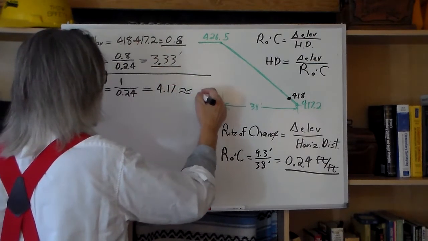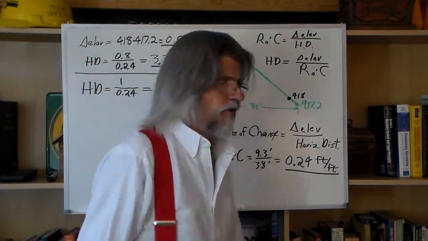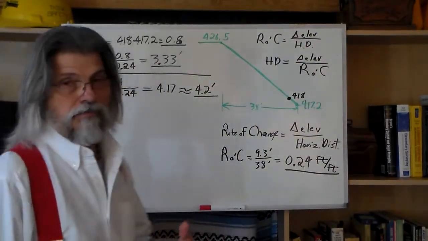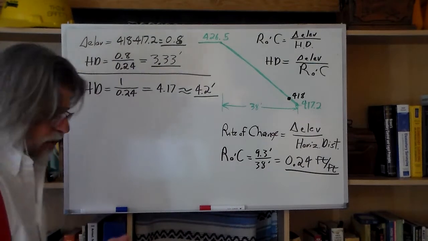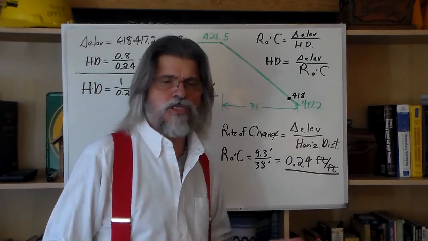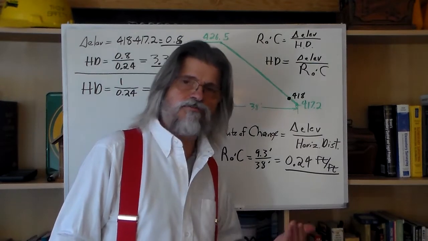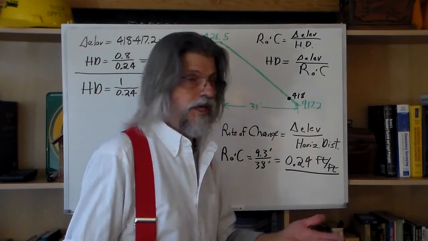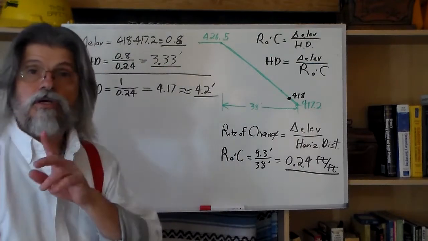We're just going to let that be 4.2. All right, that's certainly good enough. We're not getting into the hundredths or the thousandths of a foot here. It's a contour map. Don't fool yourself by being too precise. This is fundamental surveying. If you get too precise with your numbers, you're kind of lying. You're implying a level of precision that simply is not there. And we're not going to do that here. 4.2 is good enough.